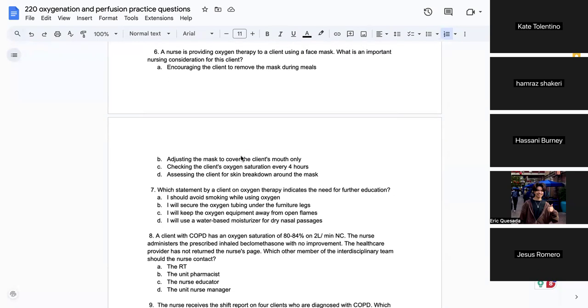Alrighty, number 6. A nurse is providing oxygen therapy to a client using a face mask. What is an important nursing consideration for this client? A, encouraging the client to remove the mask during meal times. B, adjusting the mask to cover the client's mouth only. C, checking the client's oxygen saturation levels every 4 hours. Or D, assessing the client for skin breakdown under or around the mask.